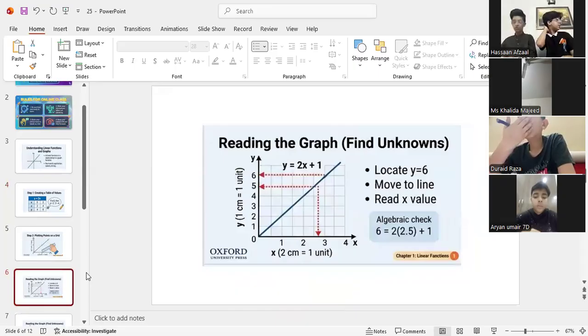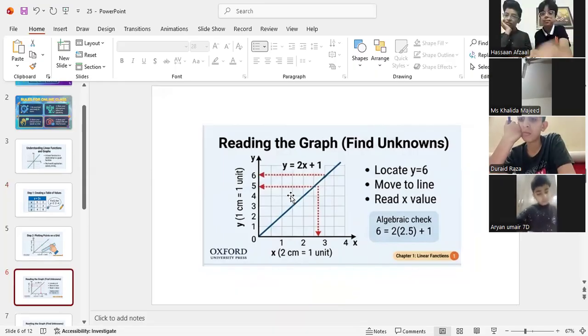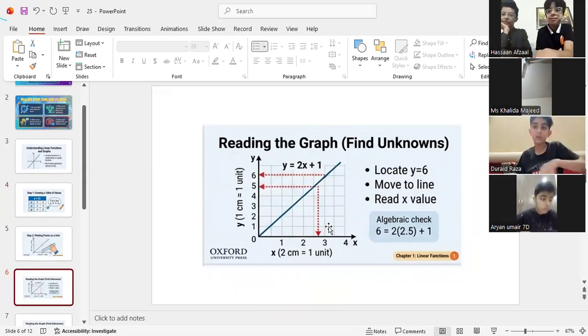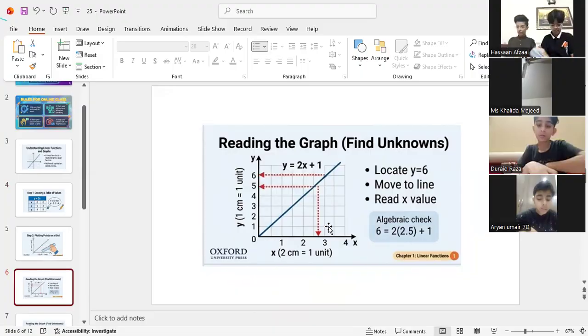Now coming towards Practice Now 1C. In your books, page number 15, Practice Now 1C, they have given us the function y equals 2x plus 1. I request you all to please open your books, page number 15, Practice Now 1C.